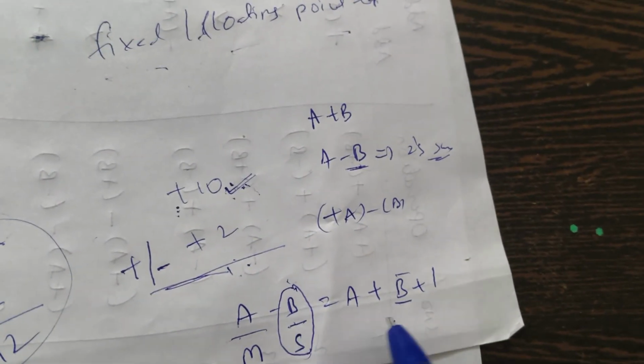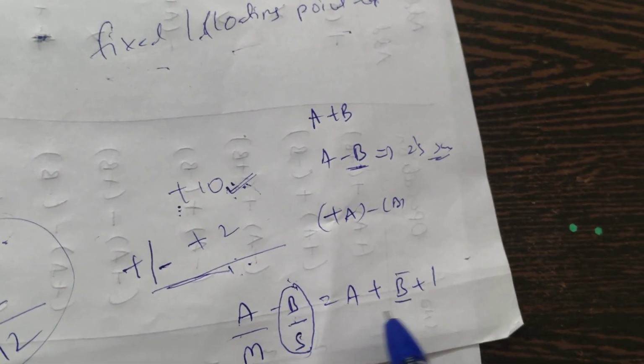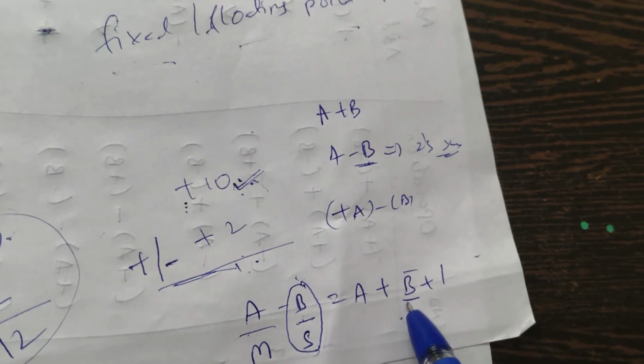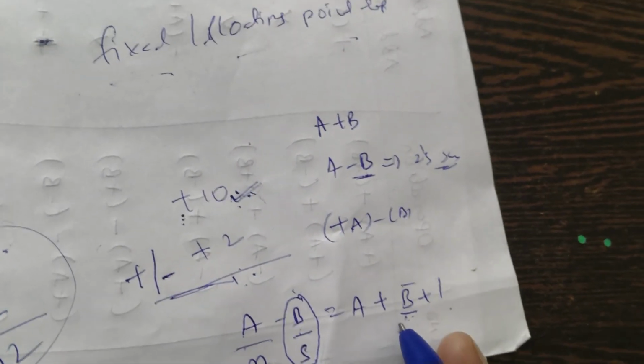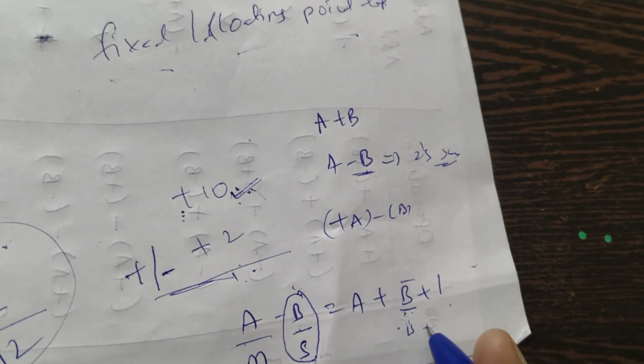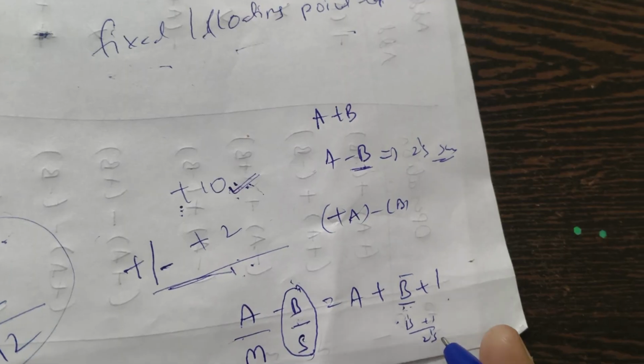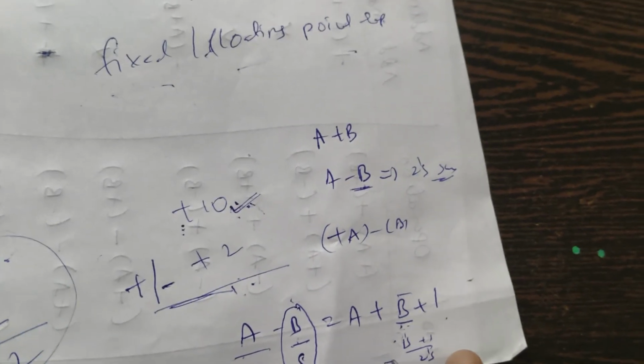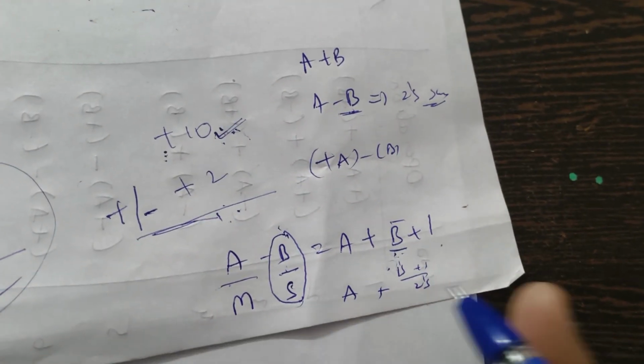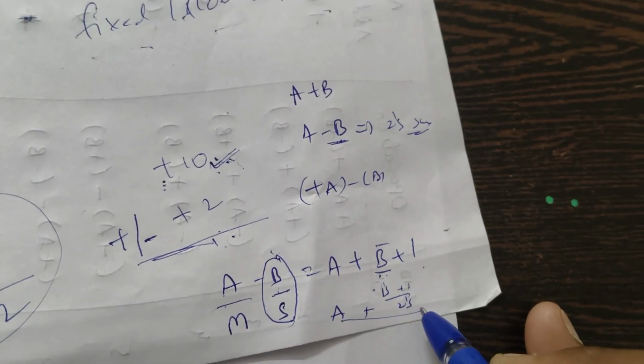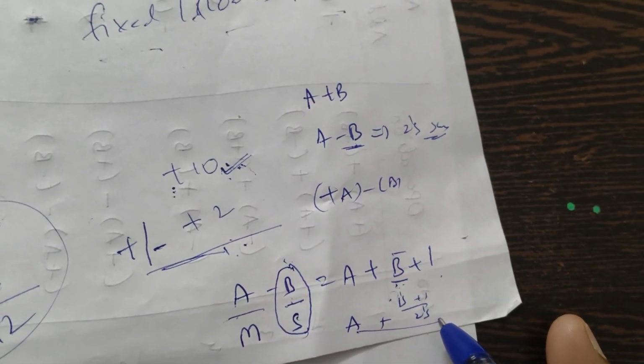So the subtrahend's ones complement will be b bar, and add 1 to it. So it is a ones complement, add 1 to it, nothing but it will be a two's complement. The result is again added to the minuend. It is called a subtraction of a binary number.